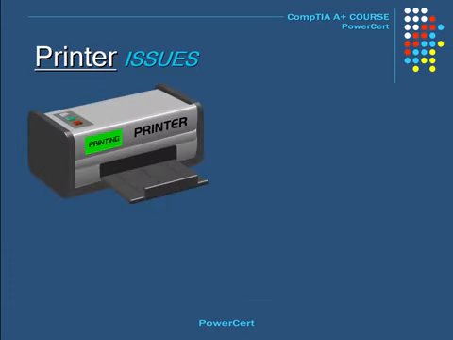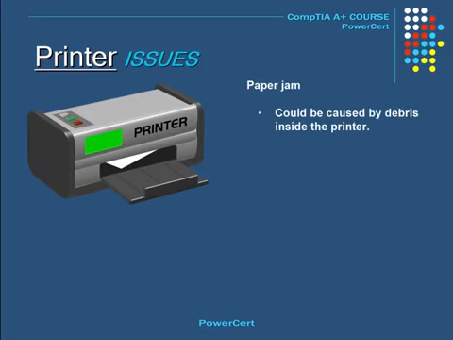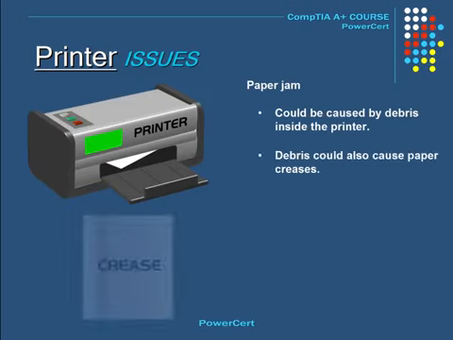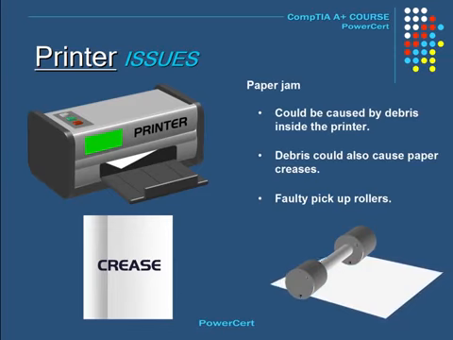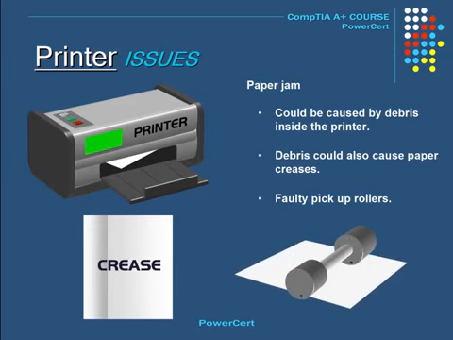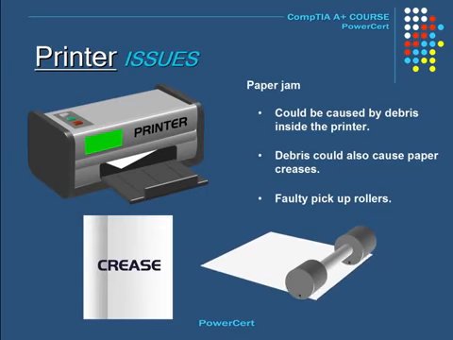Paper jams are another problem that can happen with printers. So if you try to print something and the paper doesn't come out, then you could have a paper jam. Paper jams could be caused by debris inside the printer. And debris inside the printer could also be the result of the paper coming out creased. Or it could also be caused by faulty pickup rollers. Now this typically happens with older printers, because when the rollers wear out, they tend to have difficulty grabbing the paper and feeding it through. So in these cases, you might want to inspect the rollers to see if they need replacing, or open up the printer and check for any debris inside the printer.